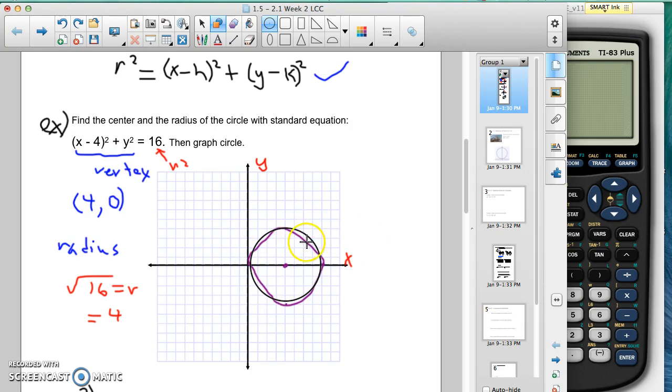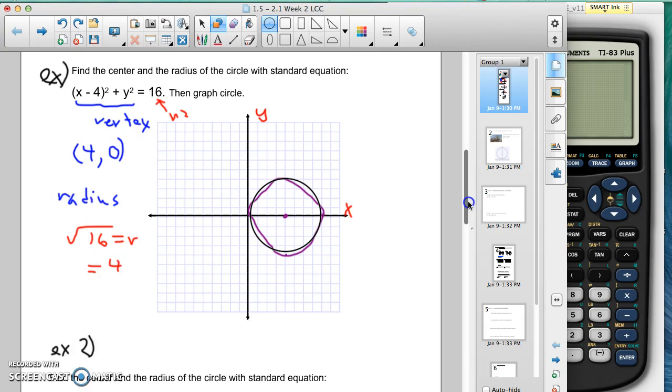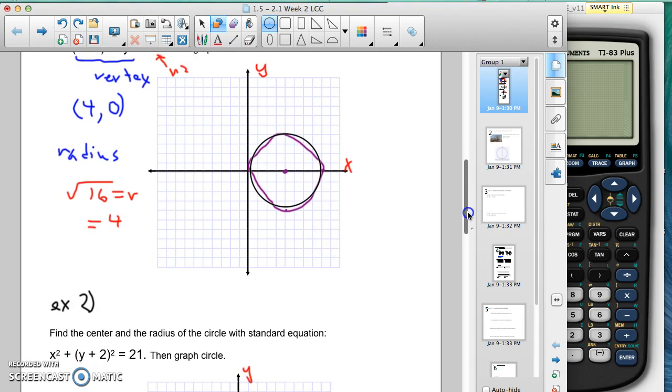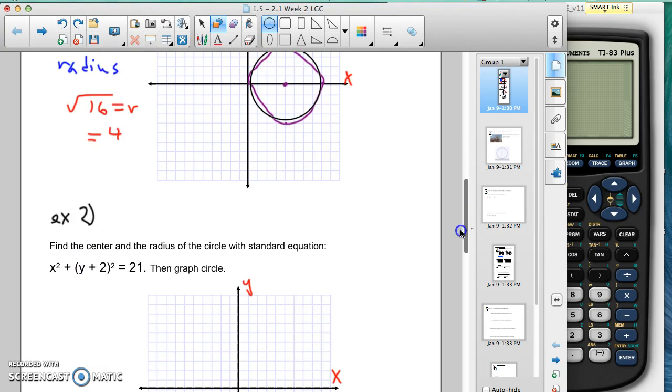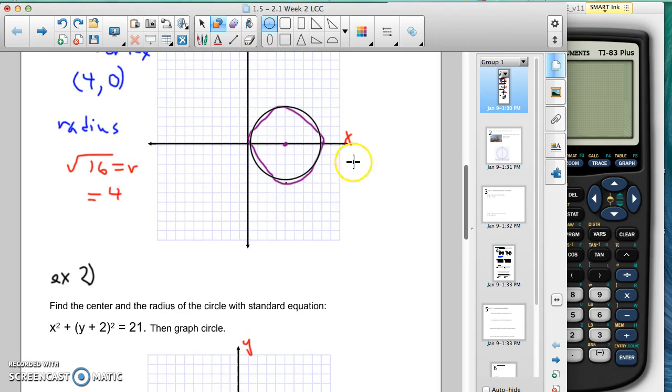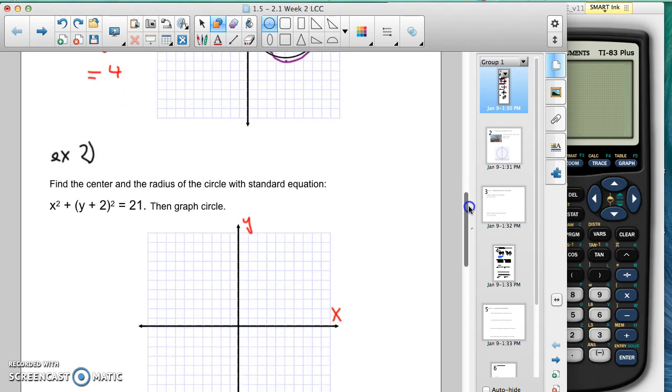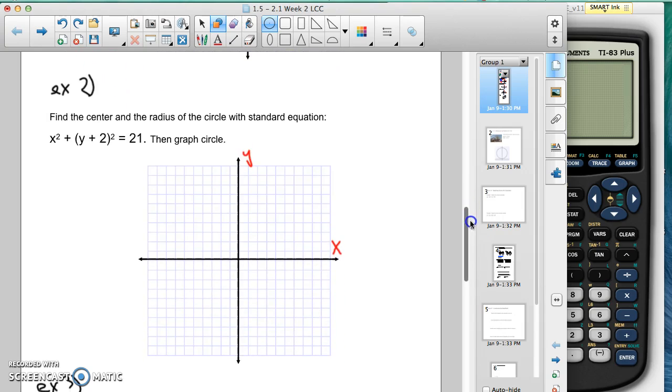So the black one is what it's going to look like in reality. And you'll have that same tool in your homework. You can drag it out from the center, so you'll be able to graph nicely without drawing a circle like that. But by hand, that's how I would do it if you were drawing it by hand on a graph piece of paper. Okay, let's go to our second example.